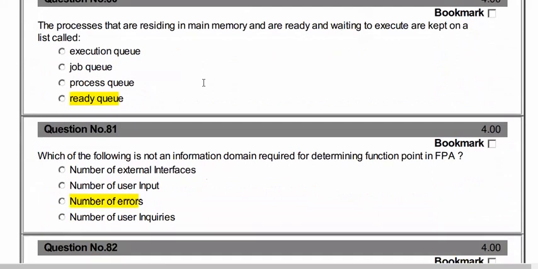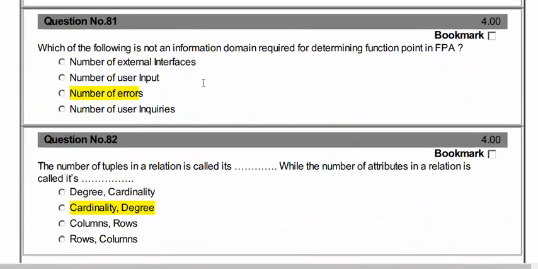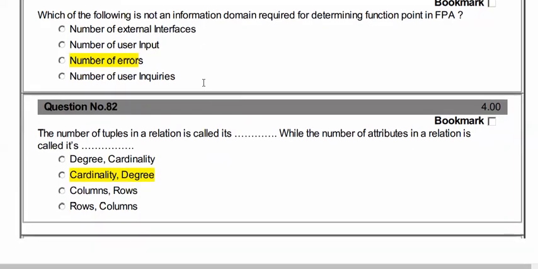The processes that are residing in main memory and are ready and waiting to execute are kept on a list called ready queue. Option D is the right one. Which one of the following is not an information domain required for determining functional point in FPA? Option C is right, number of errors.